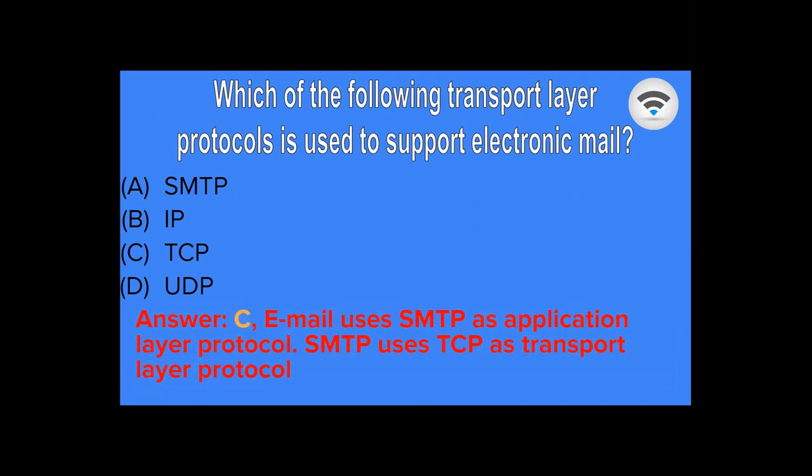So the answer is actually C, it's TCP. Email uses SMTP as an application layer protocol, but SMTP uses TCP as a transport layer protocol. So you have to look at the question and look at what it's asking. It can be very tricky, especially when it comes to the specifics. The acronym SMTP stands for Simple Mail Transfer Protocol, and TCP is Transmission Control Protocol. Just the acronym.